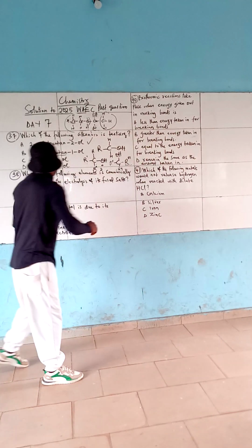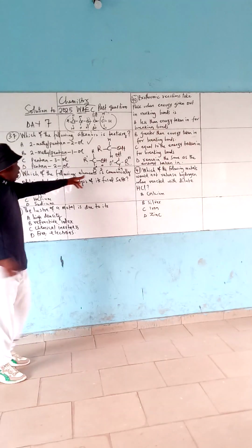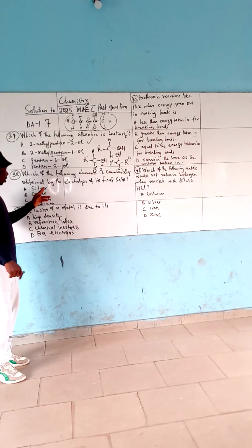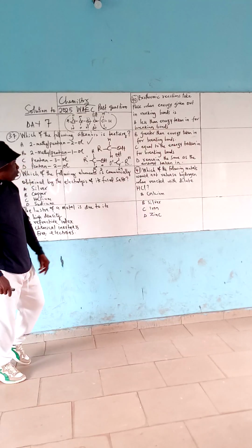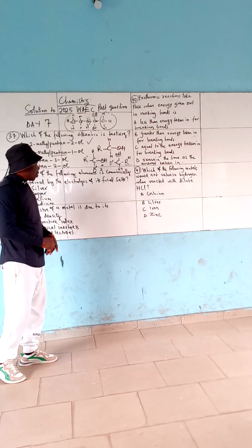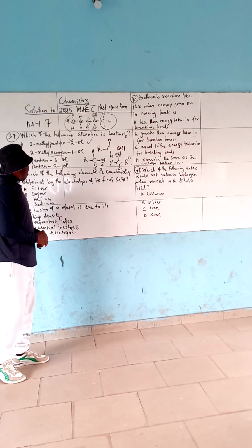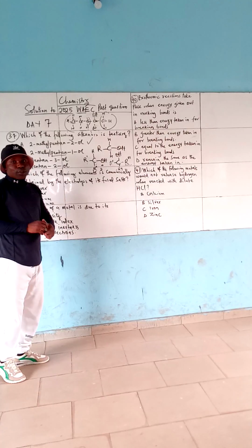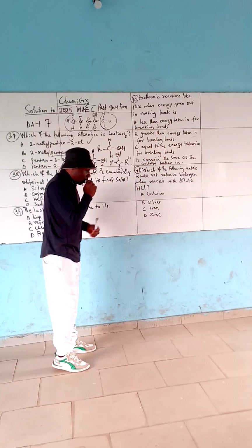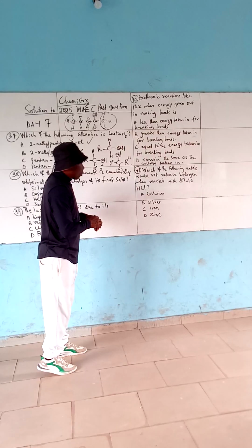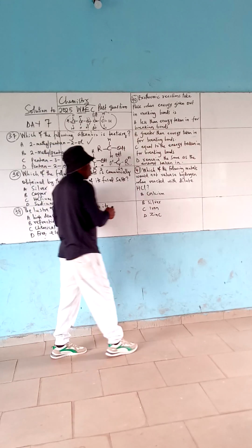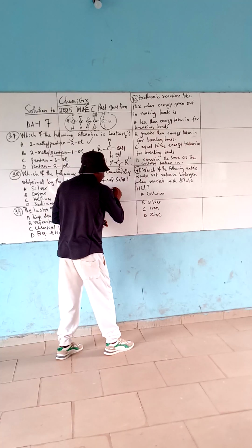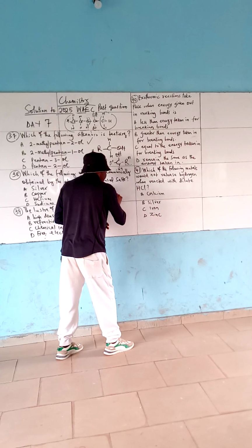Then question 38. Which of the following elements is commercially obtained by the electrolysis of its fused salt? Now, you must know the electrochemical series concerning electropositivity. We use this mnemonic: K, Na, Ca, Mg, Al, Zn, Fe, Pb, H, Cu, Hg, Ag, Au.